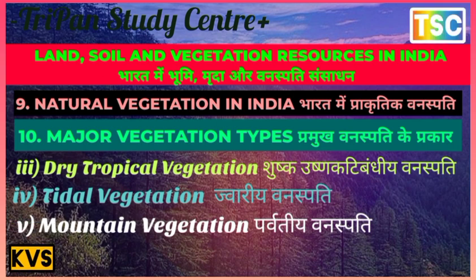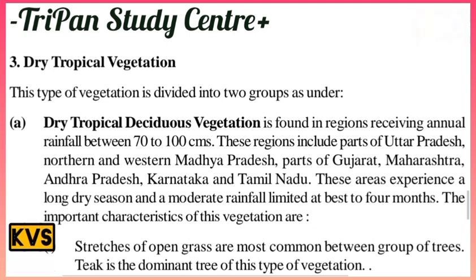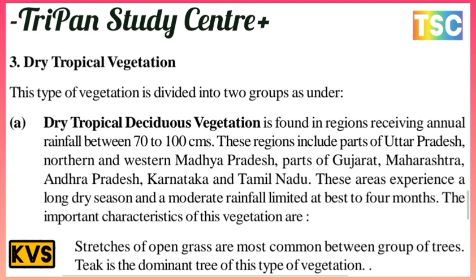Dry tropical vegetation is divided into two groups as under. First, dry tropical deciduous vegetation. This is found in regions receiving annual rainfall between 70 to 100 centimeters. These regions include part of Uttar Pradesh, northern and western Madhya Pradesh, parts of Gujarat, Maharashtra, Andhra Pradesh, Karnataka and Tamil Nadu also. This area experiences a long dry season and moderate rainfall limited at best to 4 months.